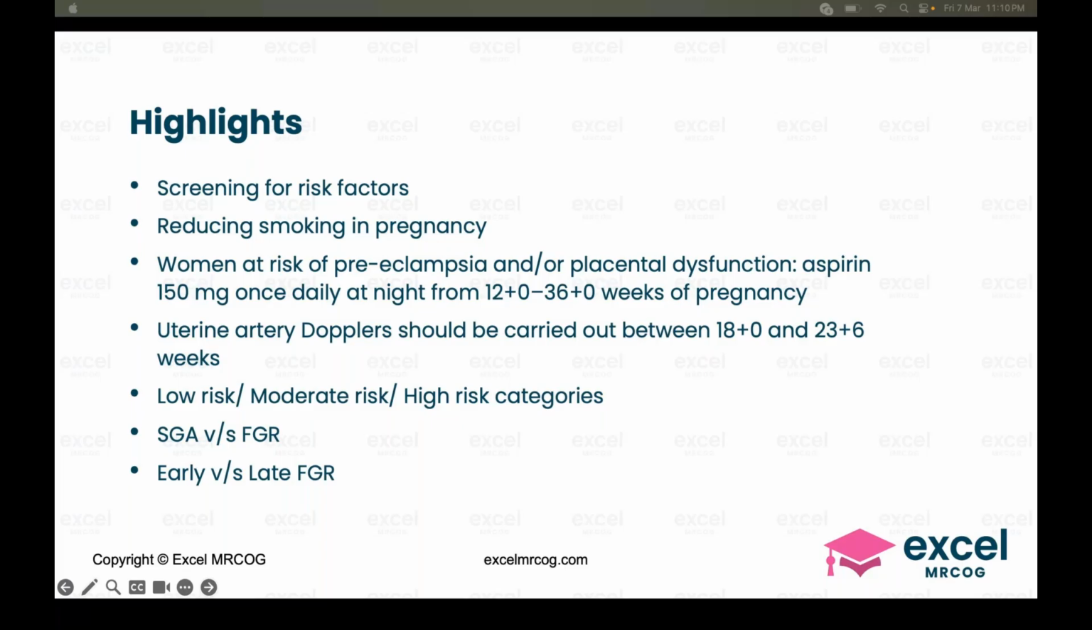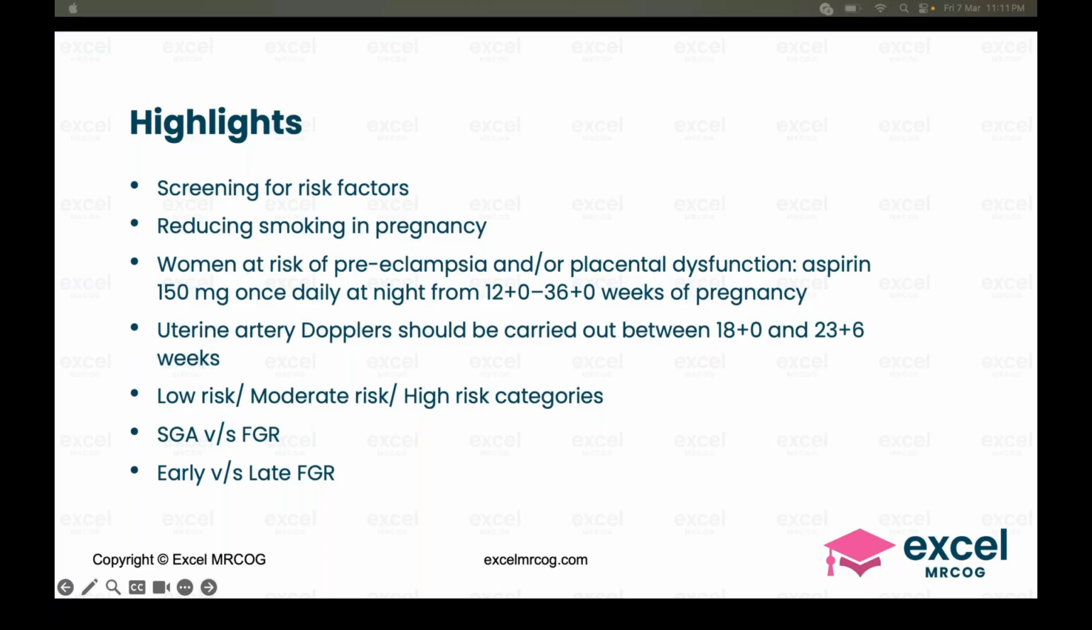Also, women at risk of preeclampsia or placental dysfunction, it is recommended that they start on aspirin 150 milligram daily at night. And this particular point is to be noted that it is recommended to be taken at night from 12 weeks to 36 weeks of pregnancy. Uterine artery Doppler is to be done with the anomaly scan that is routinely done whenever indicated. So we have categories: low risk, moderate risk, high risk categories, and they have certain recommendations that are made regarding how to screen them for SGA or FGR.